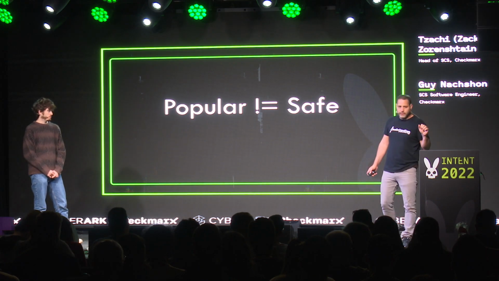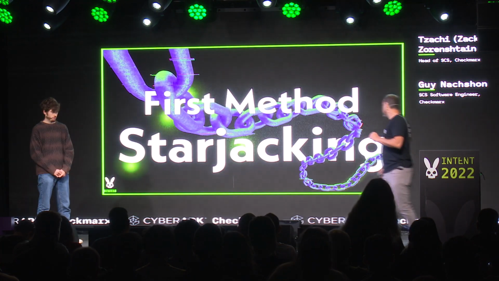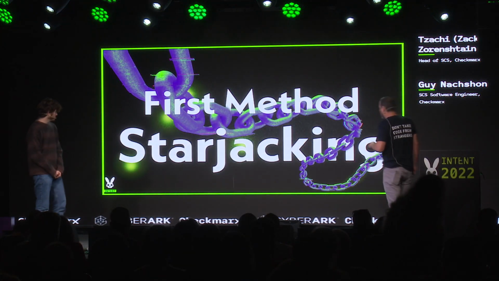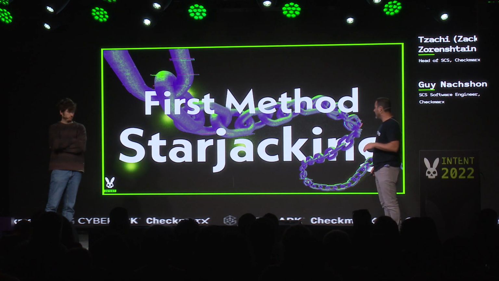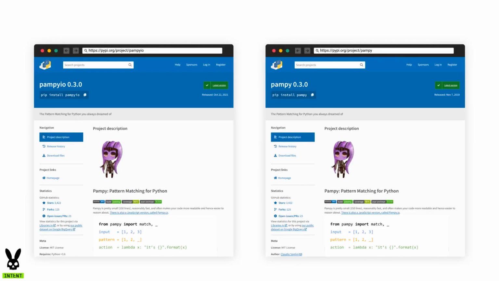So 5 different methods, like a magazine. The first one, starjacking. So what is starjacking? Starjacking is basically an attack that looks like this. So we have 2 packages here. This is kind of an attack we call typosquatting. I'm going to show you what starjacking is on top of typosquatting. What does it mean? Typosquatting means those packages seem pretty much the same.